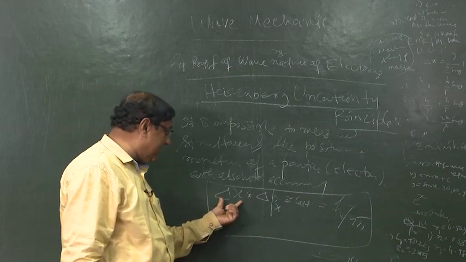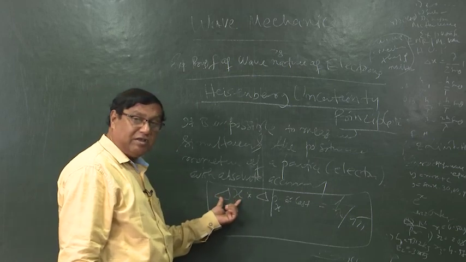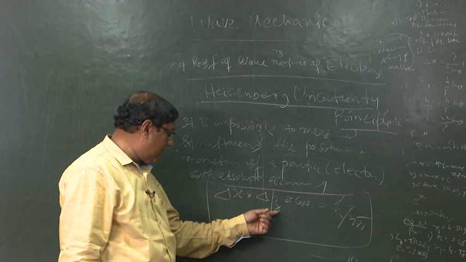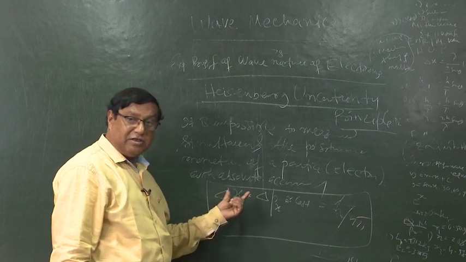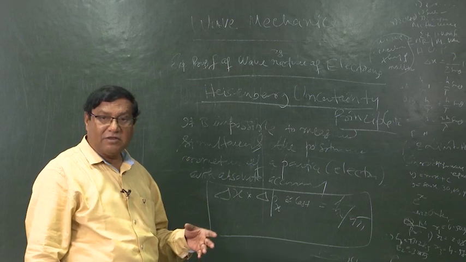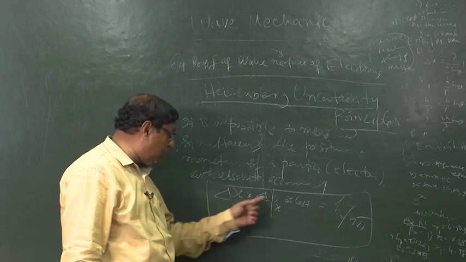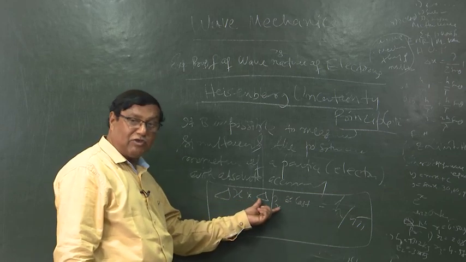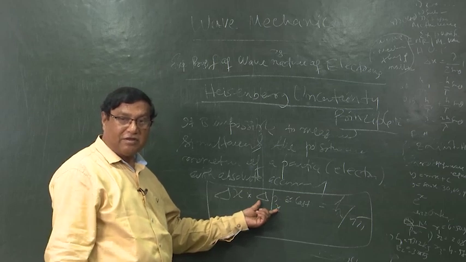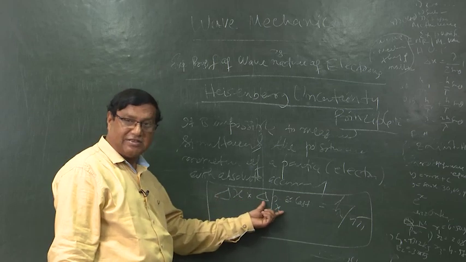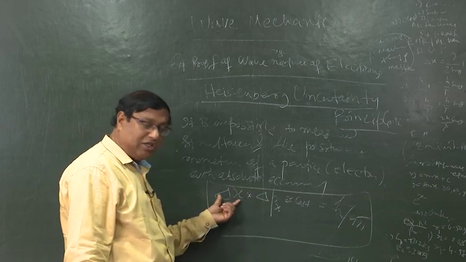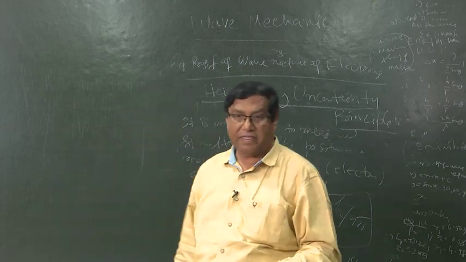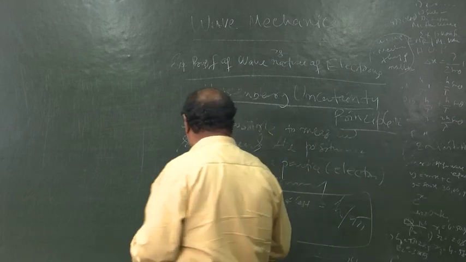Now, if delta x is the error in determining the position, delta px is the error in determining the momentum along the x axis. If delta x is very small, that means the error is minimum, then delta px will be uncertain, because delta x is proportional to 1 by delta px. If this error is very small, this is large. That means if this is certain, this is uncertain. So, the product of the two errors is a constant quantity. We can also verify this from the experiment.